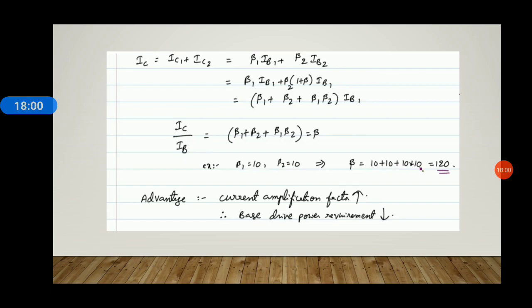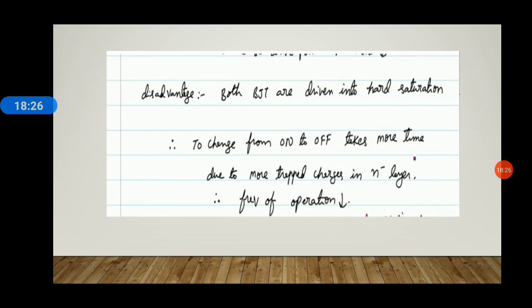So for example, if beta 1 was 10 and beta 2 is 10, the whole beta is now 120. We have increased beta. So the current amplification factor increases, so base drive power requirement decreases. We do not need to have a complex circuitry to provide a larger IB in order to have a larger IC. But the disadvantage is both the BJTs are driven into hard saturation. What is hard saturation? We will study in the next class.